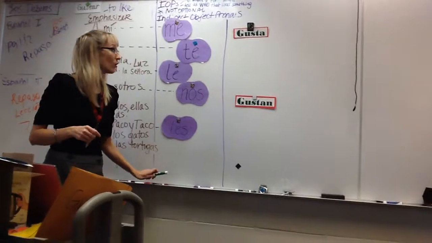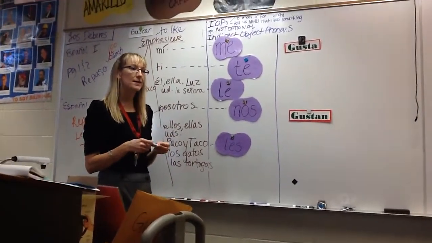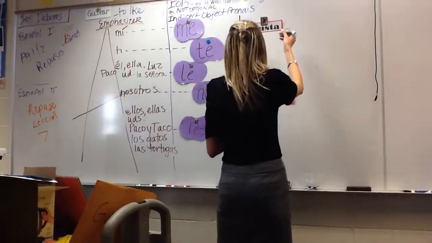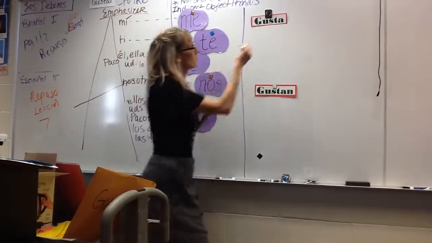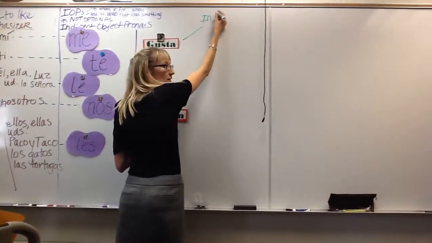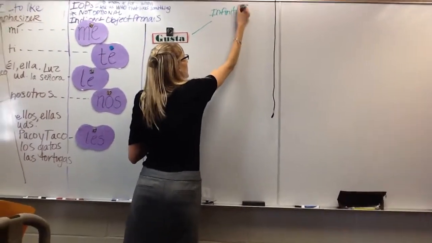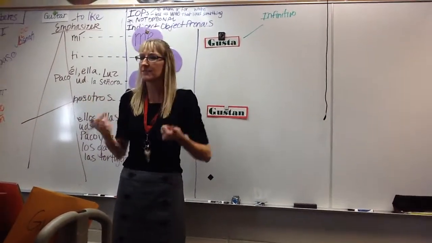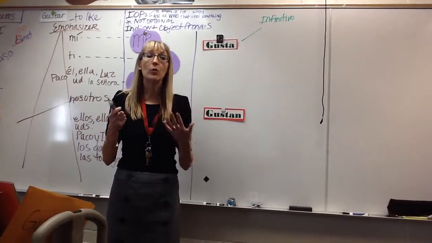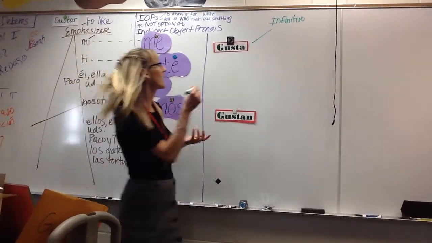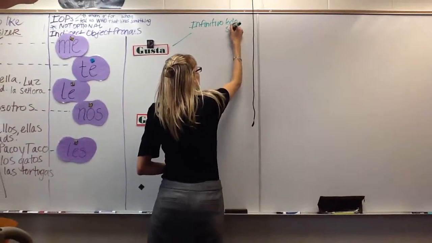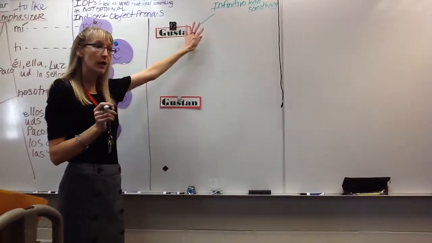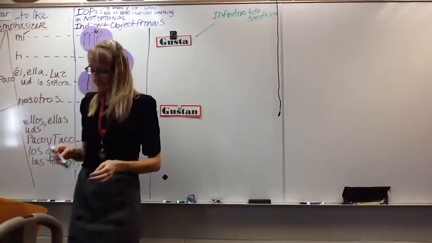Now, if you're going to use gusta, the singular form, you have two options. You can use an infinitivo with this. What is an infinitivo? Infinitive. Caminar is an infinitive. What do they always mean? To do something, right? Are you going to conjugate it? No. Because can you conjugate two in a row? No. Okay? So let's do some examples. A mí.